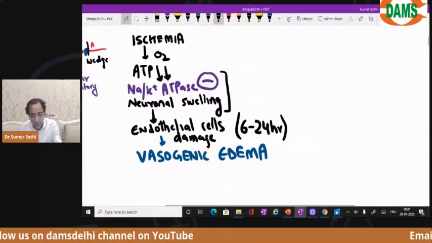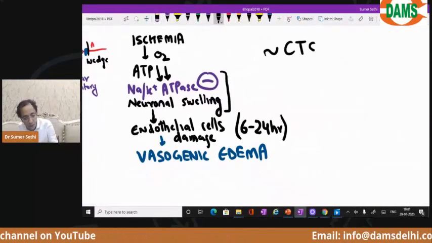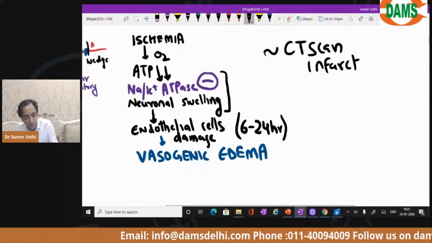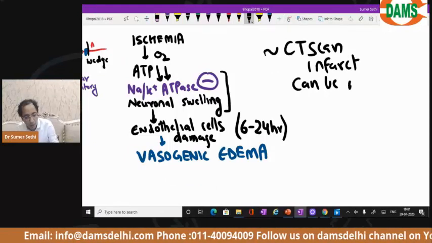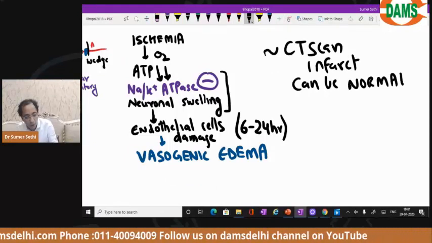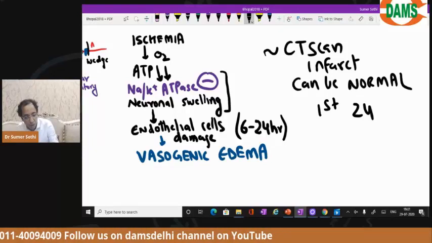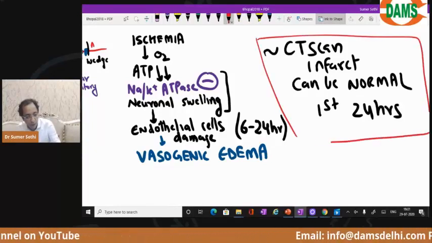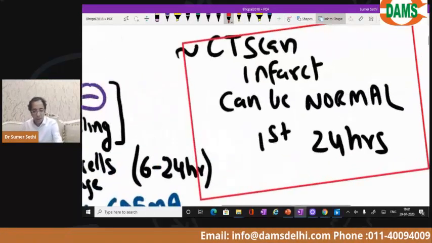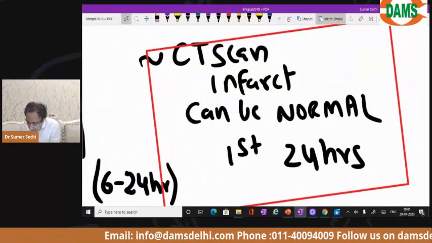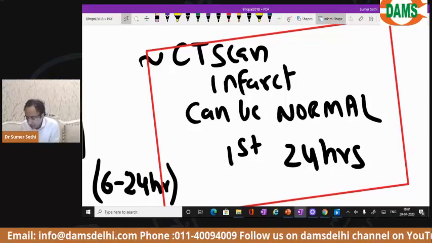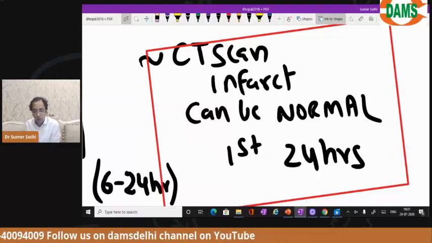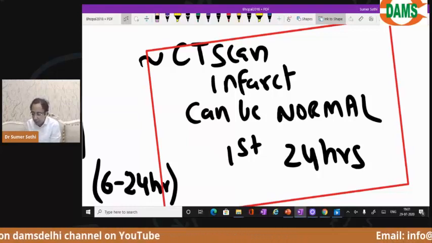So can you answer a question now? CT scan in a patient with brain infarct can be normal in first 24 hours. Yes or no? Anybody? CT scan of the brain in a patient with brain infarct can be normal in the first 24 hours. Yes or no? Yes, it is possible. Why?